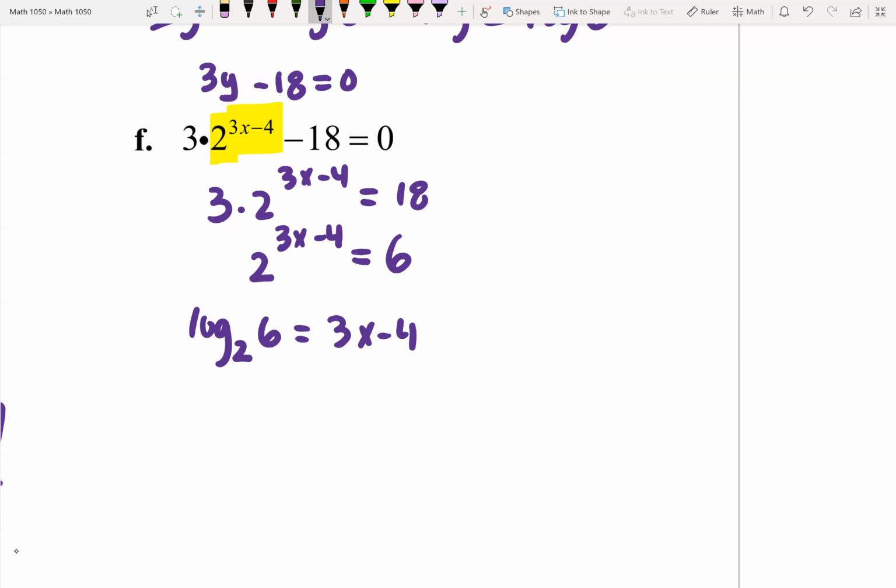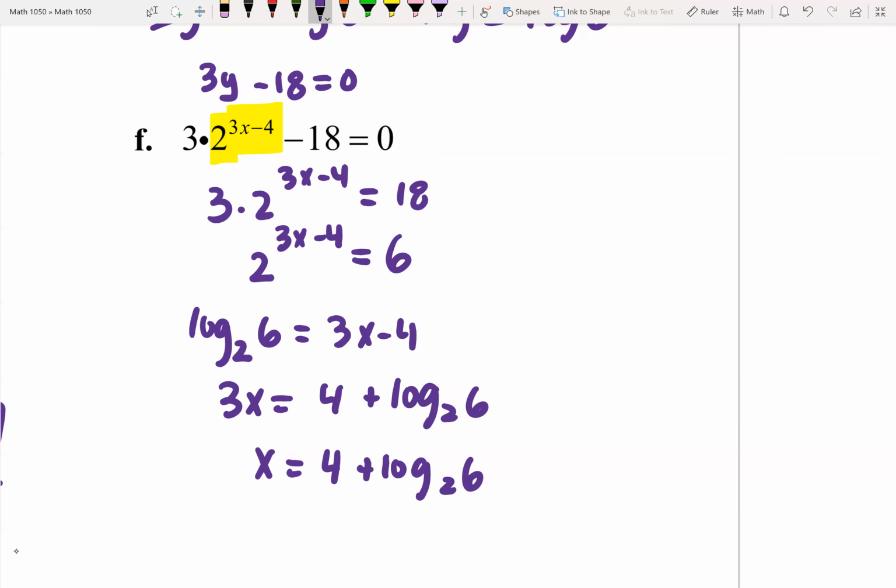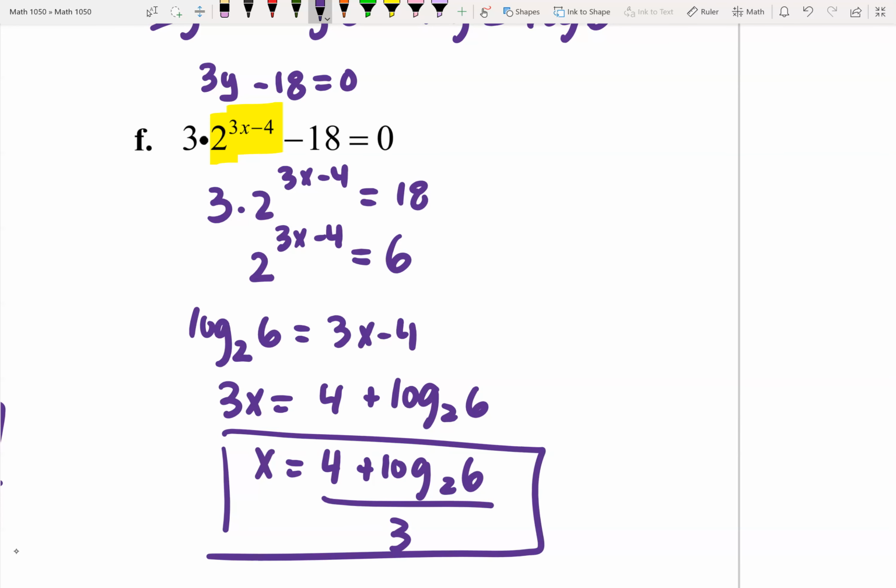Pause for just a second and let's take note of this. Can I write that log as log base 2 of 2? Is that going to be an option? No. It's not. Move your 4 over. So you have 3x equals 4 plus log base 2 of 6, divide by 3, and you get x equals 4 plus log base 2 of 6, divided by 3. Box or highlight your answer and you're done.